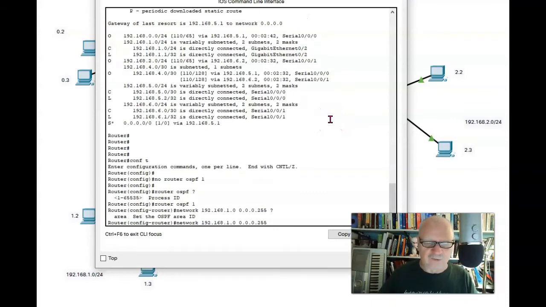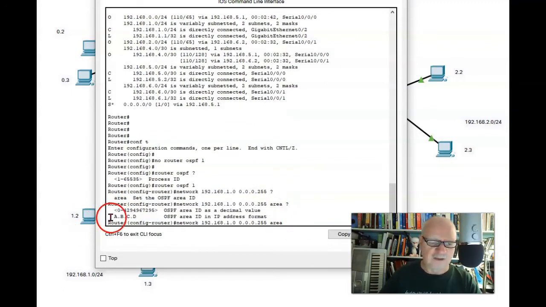The last thing we need is an area. In fact, let's type the question mark here, and you see that we need an area command. So the word area. And then finally, we need a number from 0 to 4,294,967,295, a big number. So we're just going to make it area 0. Now these areas have to do with units, so that all of the routers have to be within the same area in order to advertise each other's networks. But on a complex network, you can have different areas so that the routes don't spill out among each other. So we're just going to use area 0 for everything. This is what we call single area OSPF.